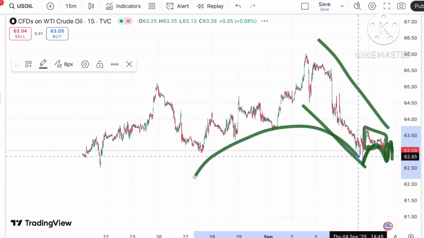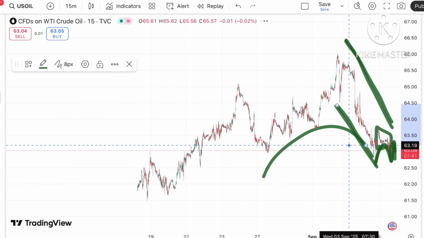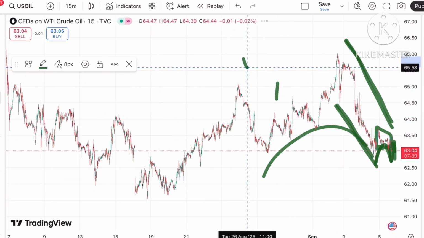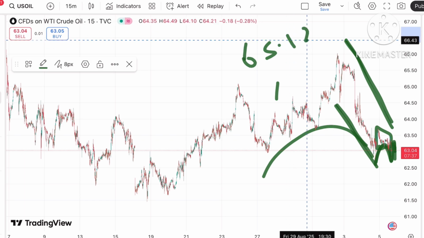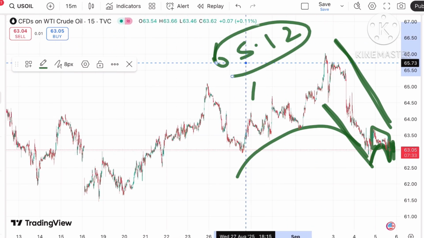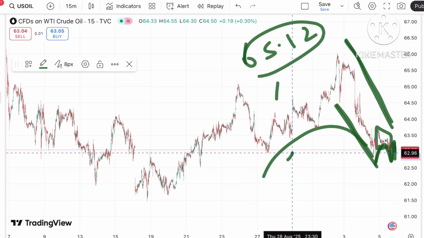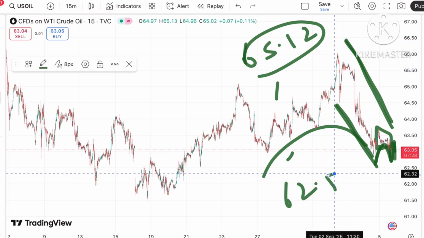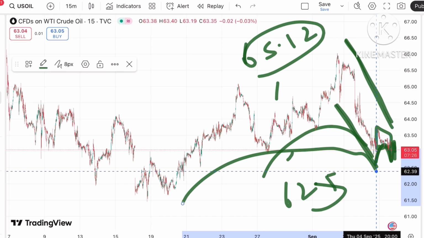This trend is supporting the downside. Overall the trend is down, and till the time the price is not moving above a level of 65.12, we cannot say this is an upside trend. And if the price starts going below 62.5, there is a higher chance a further fall can be seen.